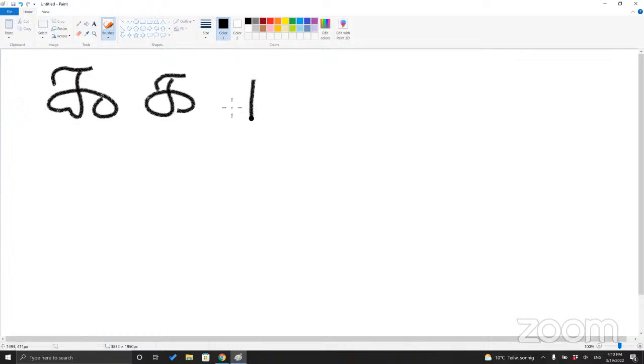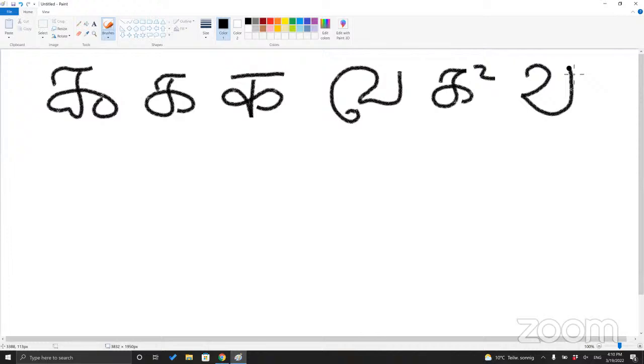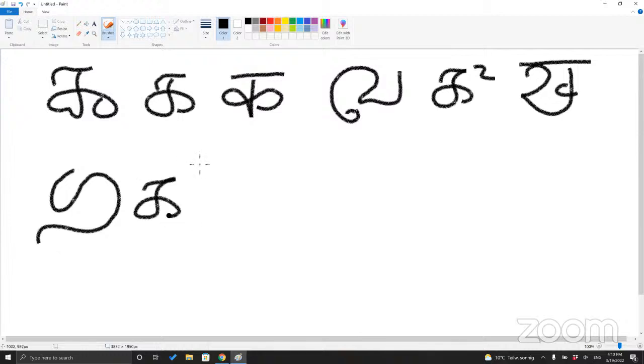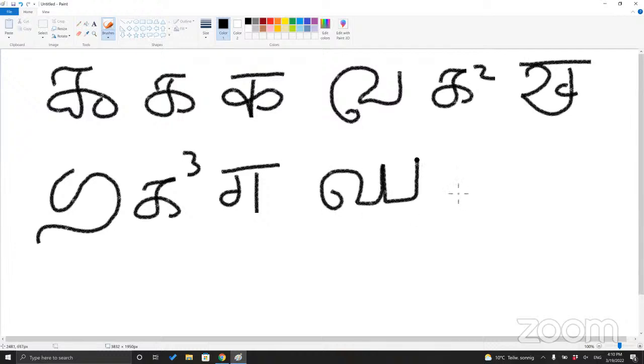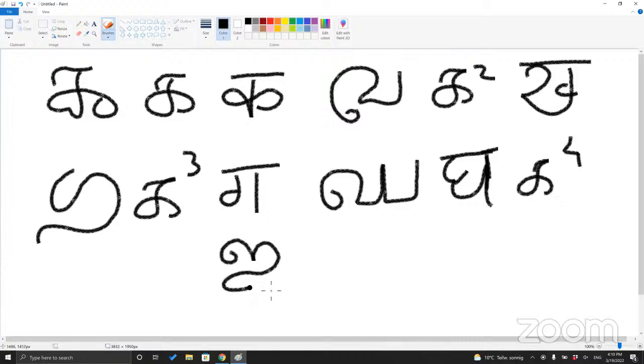First the kavarga: ka, kha, Ga, Ga, and Nga. So you have Ka, Ka, Ga, Ga, Nga.